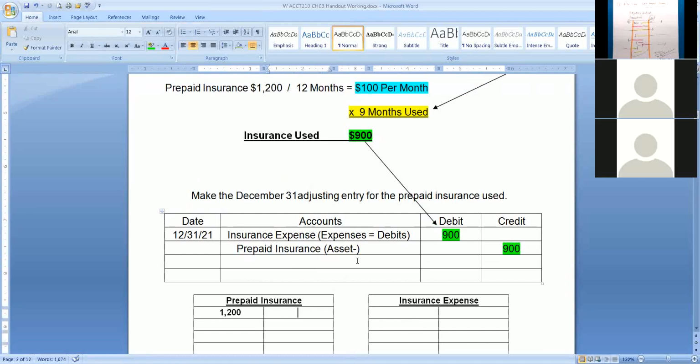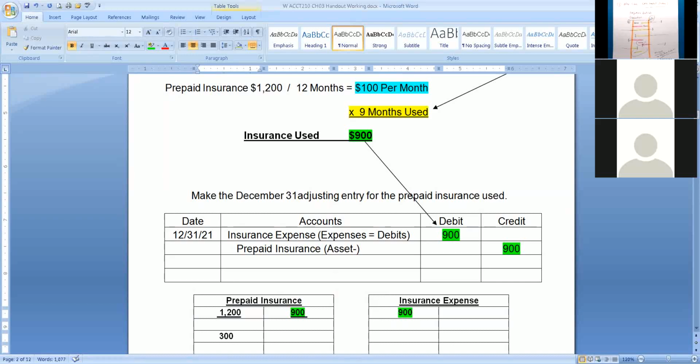Okay, now we put it into our accounts here. So the prepaid insurance was for 900 credit, and insurance expense was 900 debit. And from chapter 4, 1,200 minus 900 leaves 300. So this is going to be the ending.